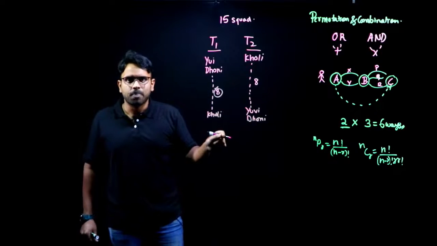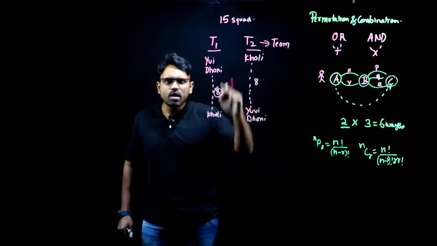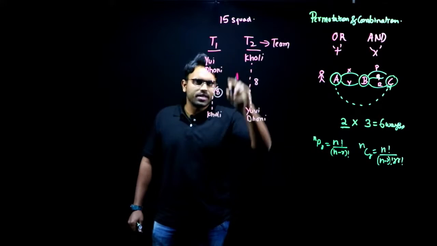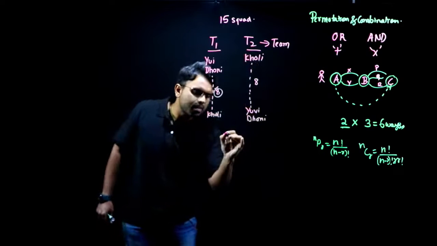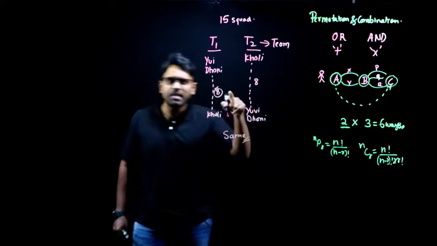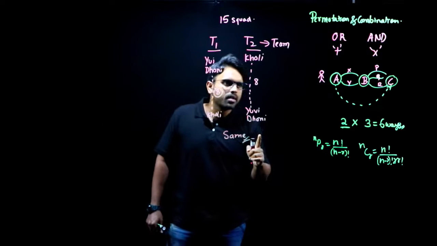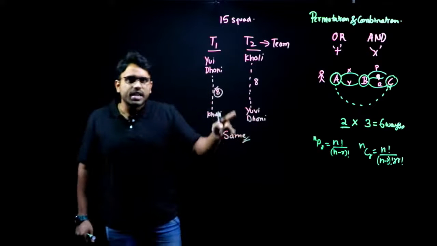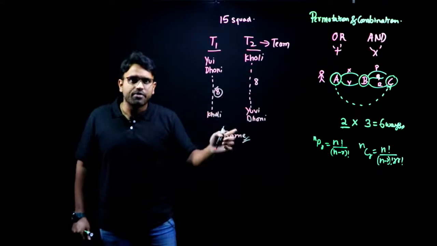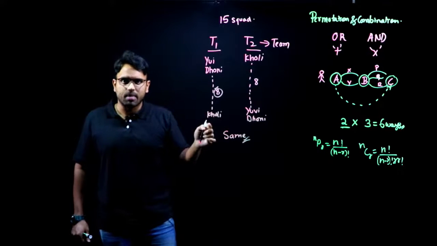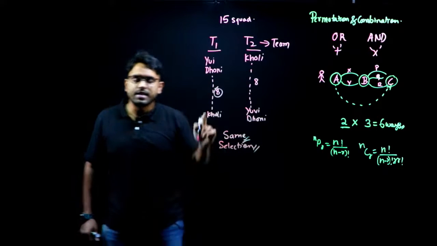Now, what is the value here? The value is the team. Upon changing the order of selection, did the value change? Did the team change? No. The team still remained the same. Do you agree, everyone? Now, upon changing the order, if the value doesn't change, it is nothing but selection.